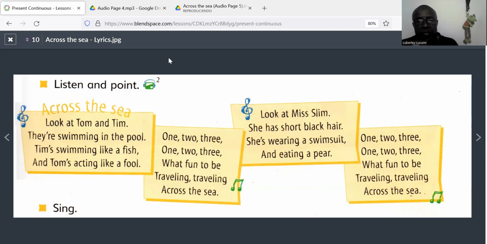Look at Miss Slim. She has short black hair. She's wearing a swimsuit and eating a pear. 1, 2, 3, 1, 2, 3. What fun to be traveling, traveling across the sea.